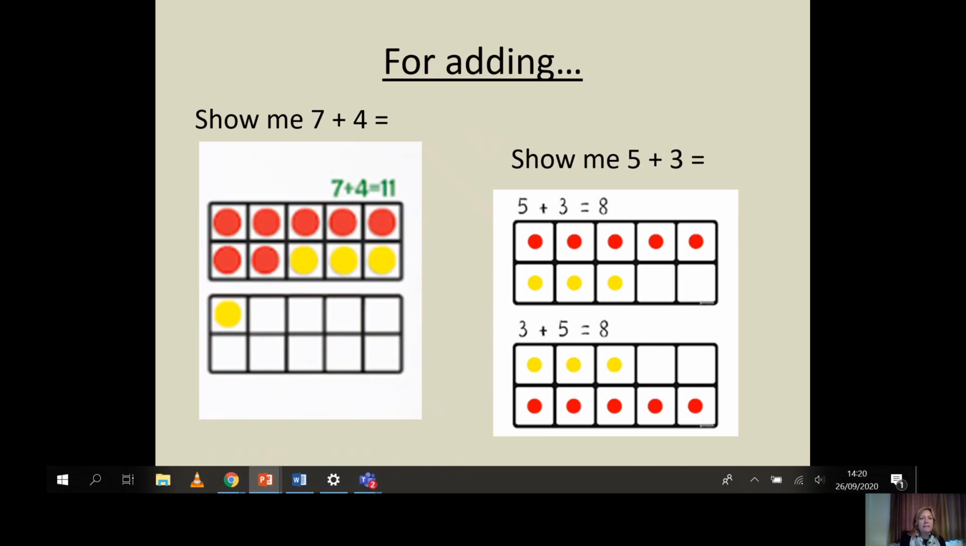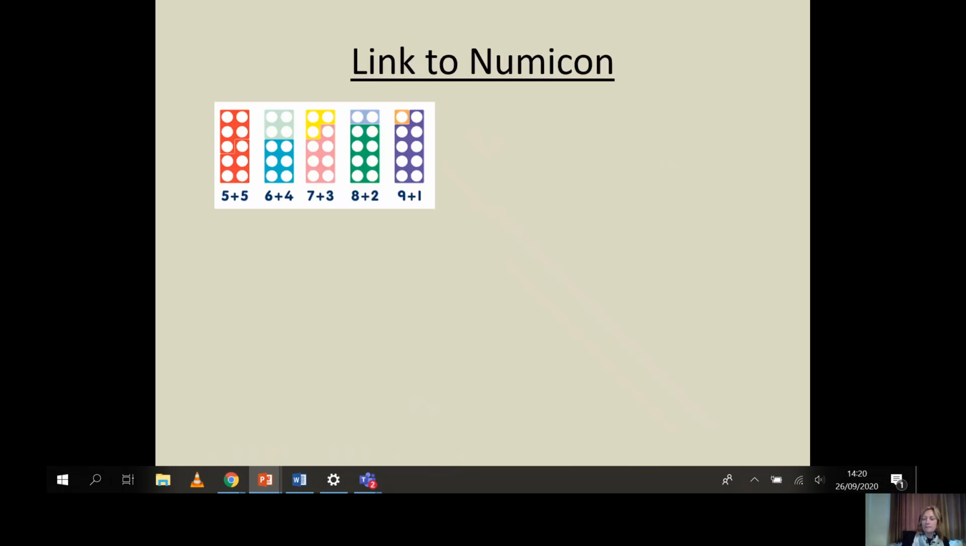In the same way, show me 7 plus 4. Again, we come out of one grid because we've got more than 10, but that's fine. As I was saying, you can use another grid underneath. Okay. Now, all this links to something that a lot of schools have taken on, which is Numicon. Have you heard of Numicon?